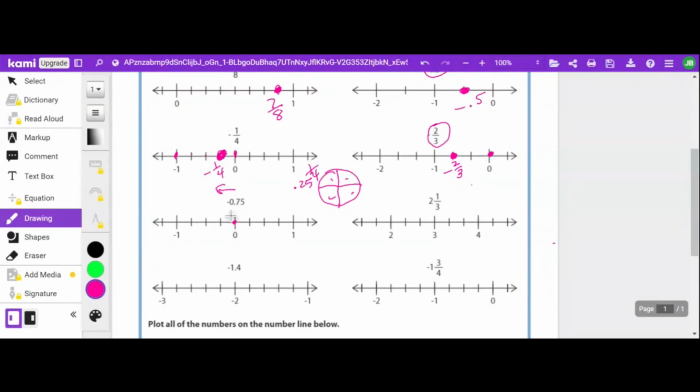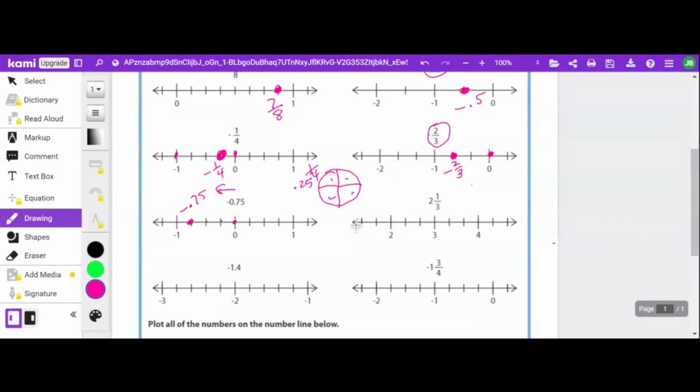Good. Yes, 3. 1, 2, 3. This would be negative 0.75 because each hash mark is 0.25 and we're going in the negative direction. So we need 3 0.25 sections. All right, let's look at the next one.